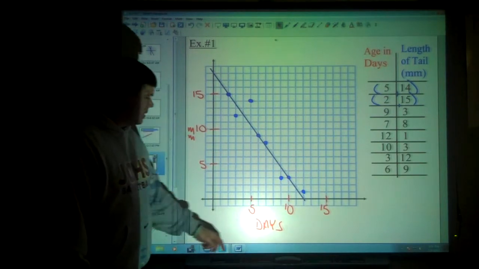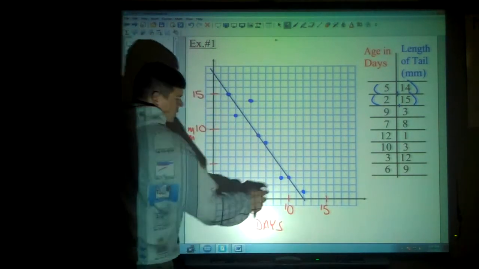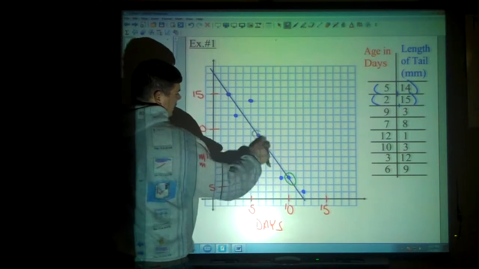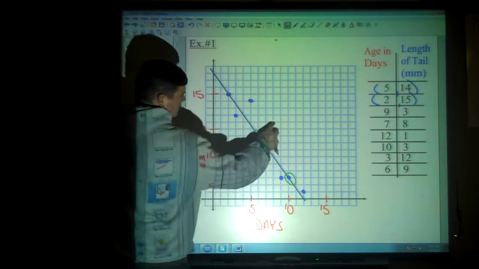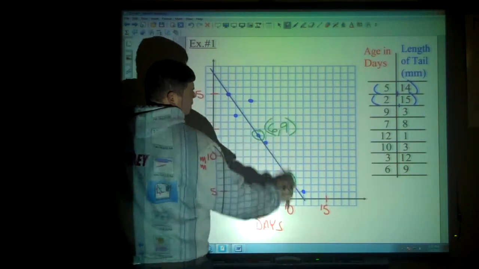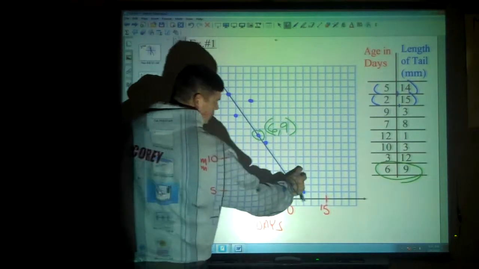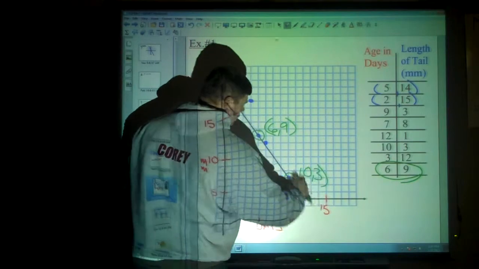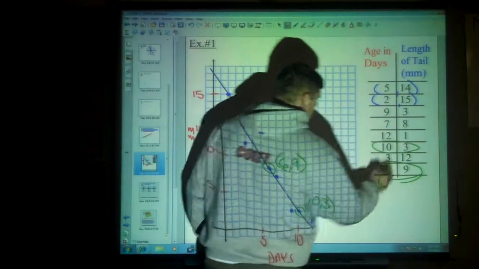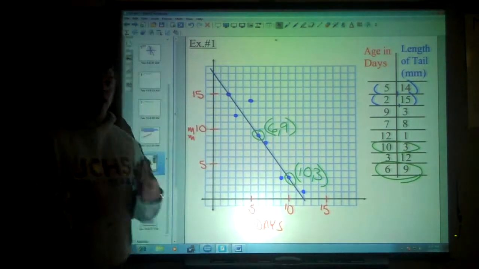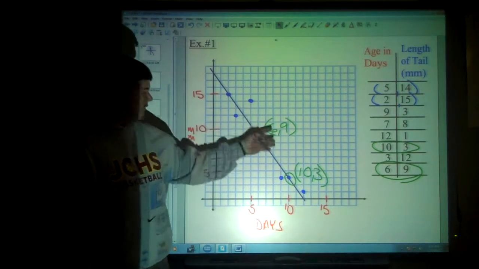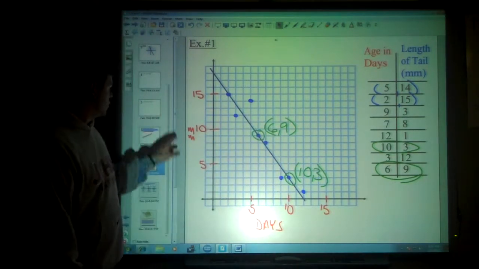Now what I notice is, I have 2 coordinates that I can pick off of here. This is at 6, 9, which is right here. And this one is at 10, 3, which is right here. Now if I go back to what I already know how to do, I can take these 2 coordinates and I can find the slope.